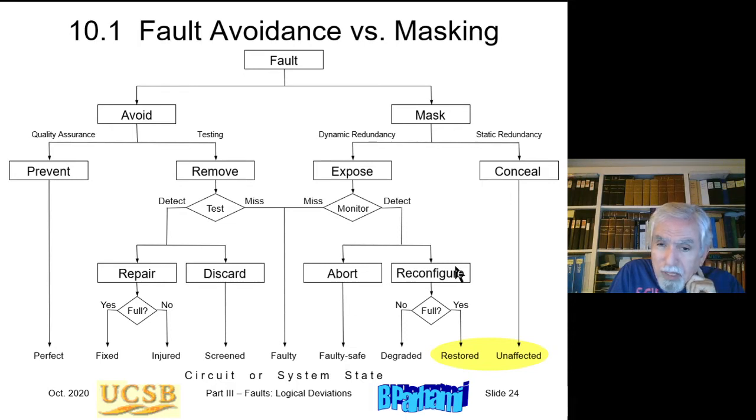Or we reconfigure the system. We sort of do things to get around the faulty components. And the reconfiguration can be full, in which case the system is restored to its original function, or it can be partial, in which case the system may be degraded. As I mentioned, this diagram is completely symmetric, shows that for the methods on this side, there are counterparts on this side, and the relationships are very similar.